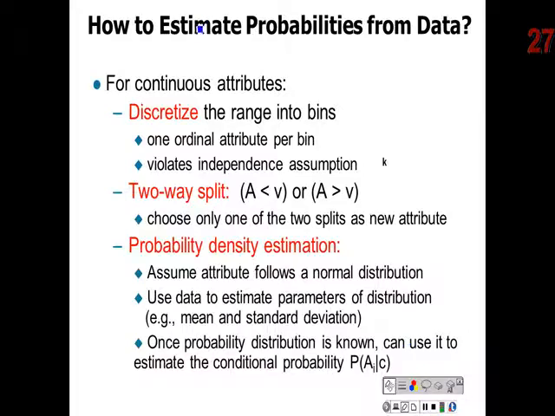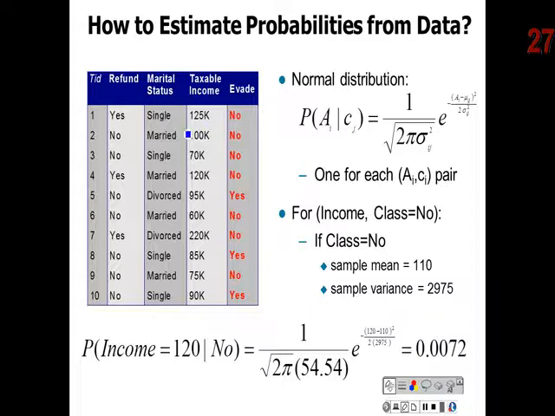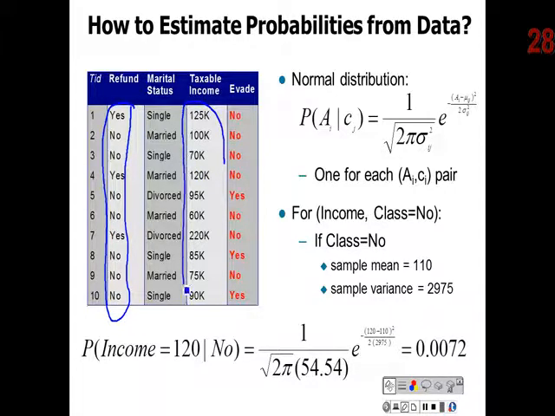Okay, now we can solve the problem if we have a continuous attribute, and we talked about this before, by discretization and also by two-way split or probability density estimation. We're gonna see a little bit of that in the following slide. Now, we don't have a problem with this one because this can be easily solved. However, we have a problem with the following data that are continuous. In this case we have to use some kind of normal distribution, so the probability of a specific attribute belonging to a specific class is calculated by using the normal distribution.